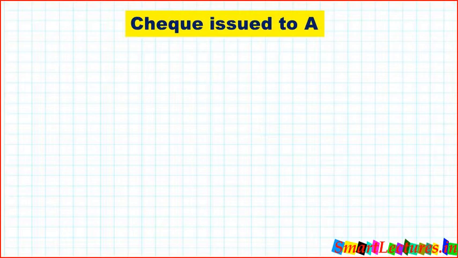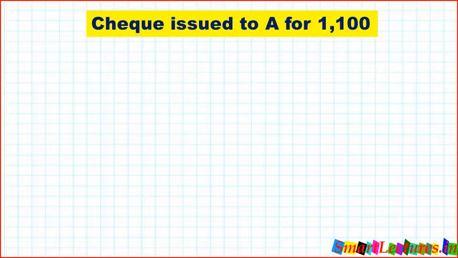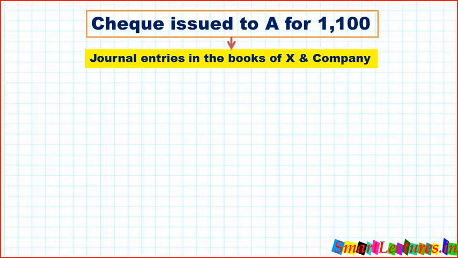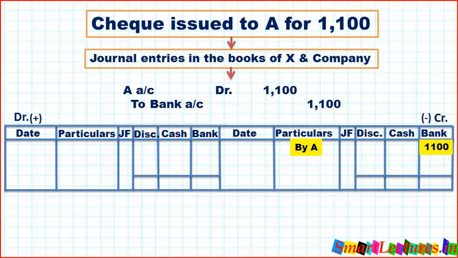Number 2, check issued to A. Naturally, check is always issued by the firm, not bank, for 1100. So let's see how the X and Company, I mean to say the firm, will show this entry in the books. That will be, the journal entry will be A to bank 1100. And in the cash book, or you can say bank column, by A 1100 in the bank column.